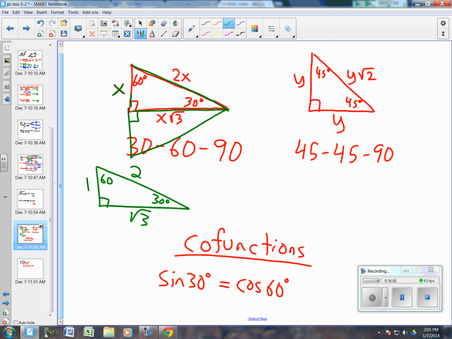Okay, so right here, you guys, this is a 30-60-90 degree triangle. If this is 5, what is this? It's not square root of 3. Look at the pattern, you guys. 5 square root of 3. Whatever the hypotenuse is, the short leg is half of that, and the long leg is the short leg times the square root of 3 every time.